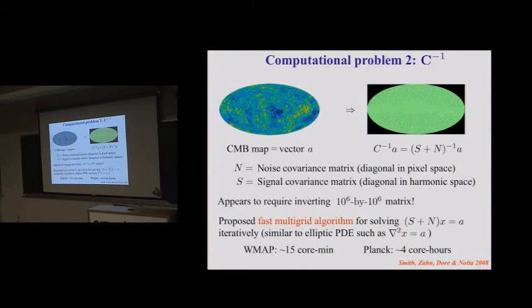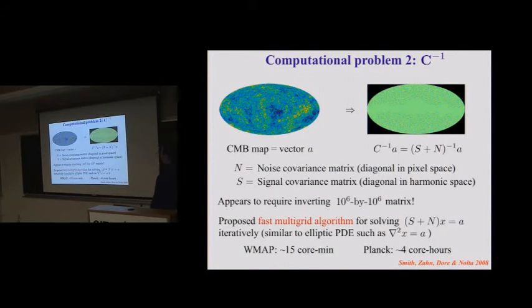If you think of the original CMB map as a vector, you can imagine one number for each pixel, and so collect those into a vector whose length is the number of pixels in the map. Then to evaluate the optimal estimator, you're required to compute C inverse A, where the matrix C is the sum of the npix by npix matrices corresponding to the noise covariance and signal covariance.